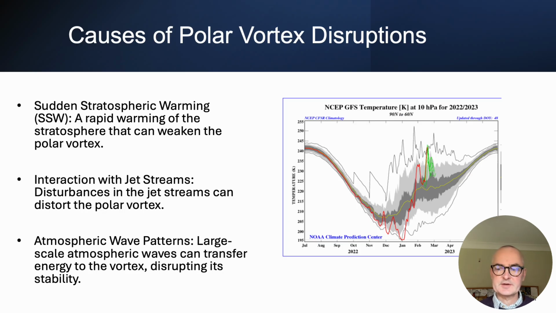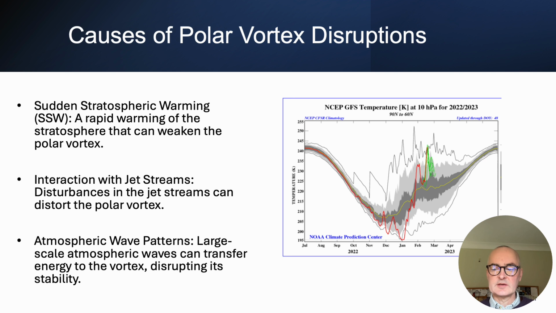One of the main triggers of polar vortex disruptions is a phenomenon known as sudden stratospheric warming, or SSW. During an SSW event, the temperature in the stratosphere can increase by up to 50 degrees Celsius within just a few days. This rapid warming weakens the polar vortex, sometimes even causing it to split apart.